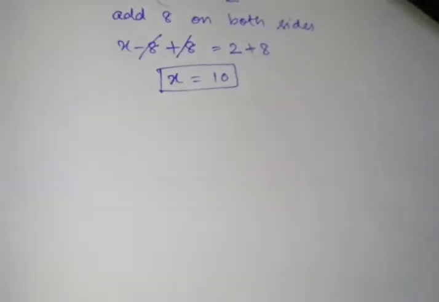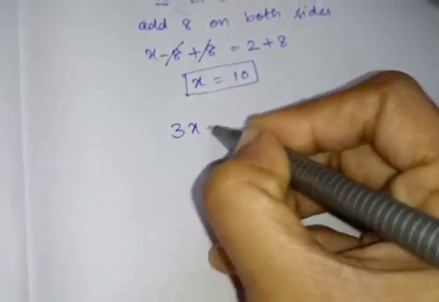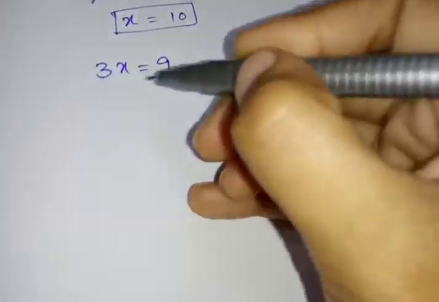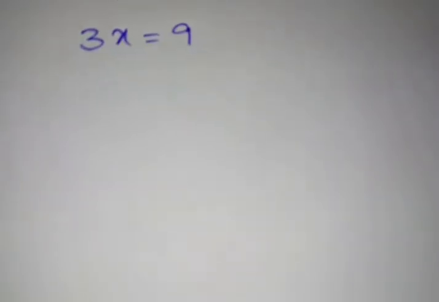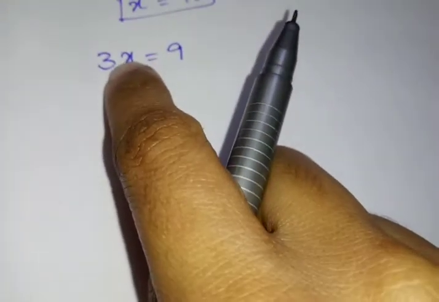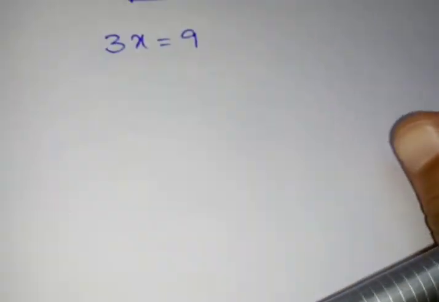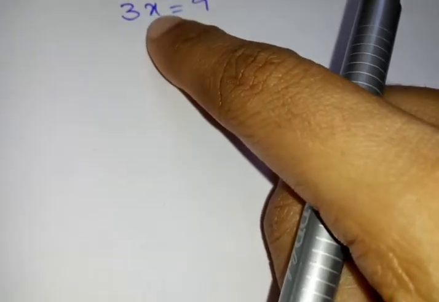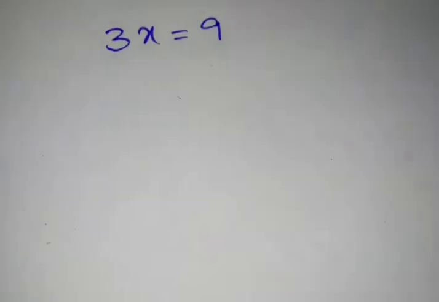Okay, next, 3x is equal to 9. Is this an equation? Yes, because it has an equal to sign, a variable, constants, and an operator is also there. What is the meaning of 3x? 3 into x is 3x. Into is an operator, right? So 3x is equal to 9 is one equation.